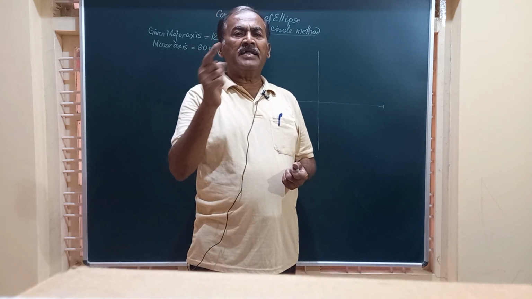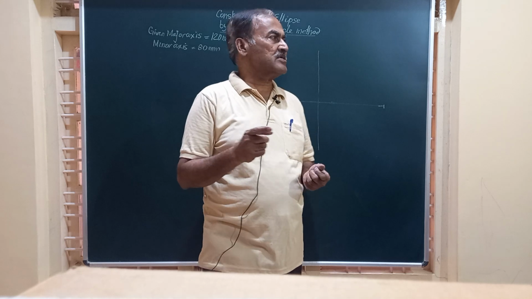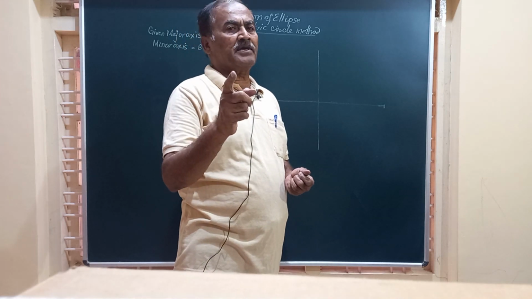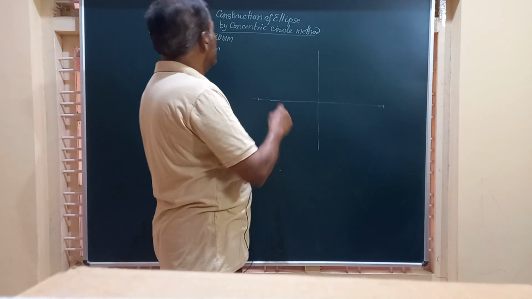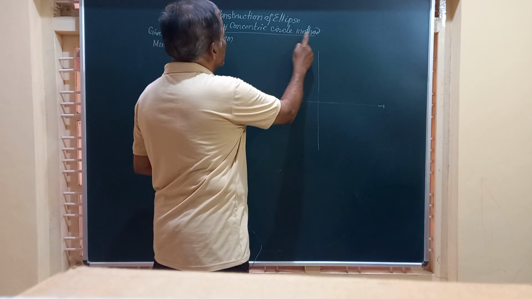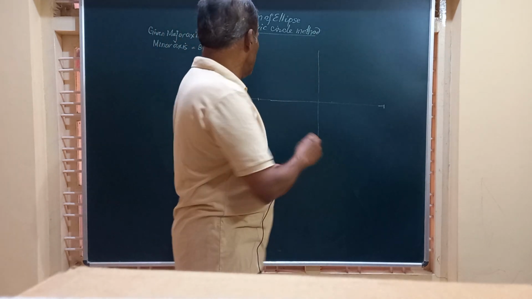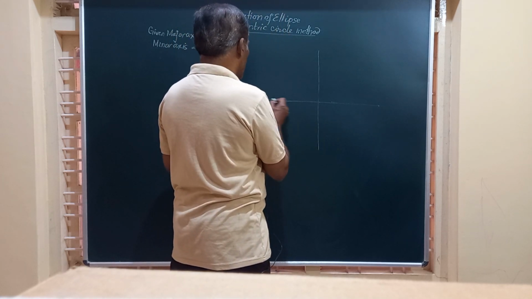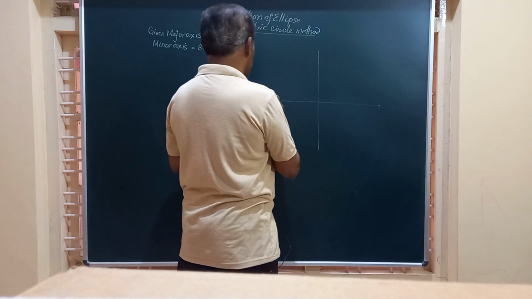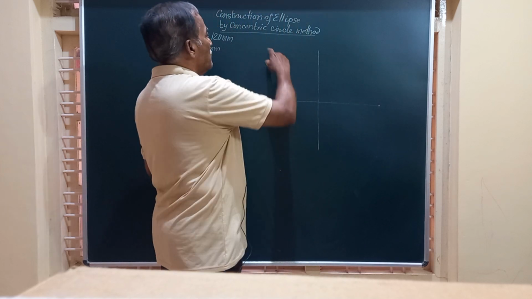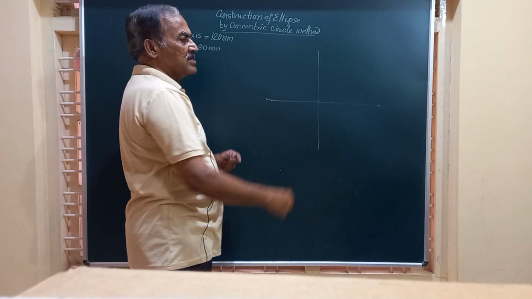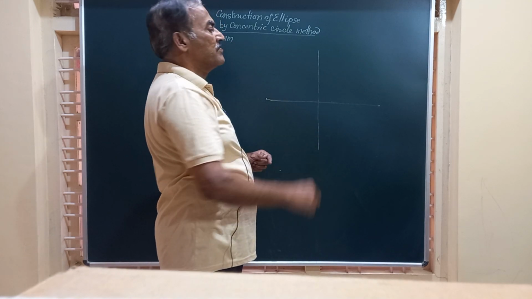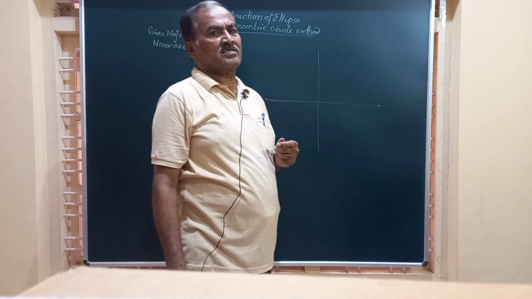Friends, in today's video, we are going to draw an ellipse as a conic section given the major and minor axis as 120 mm and 80 mm, and we have to make use of the concentric circle method. Friends, as the name indicates, in this particular problem, we are going to draw two circles having major dia 120 along the x-axis and the other one along the y-axis. We are going to mark this minor axis.